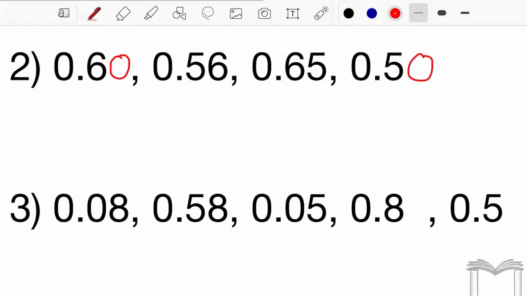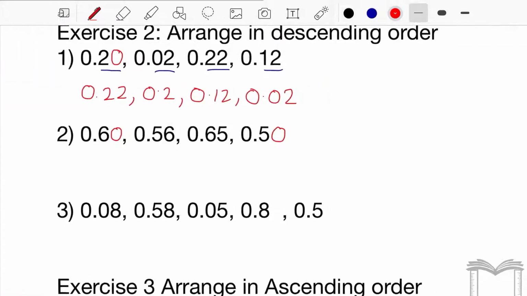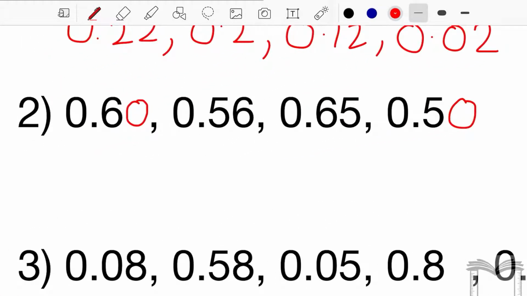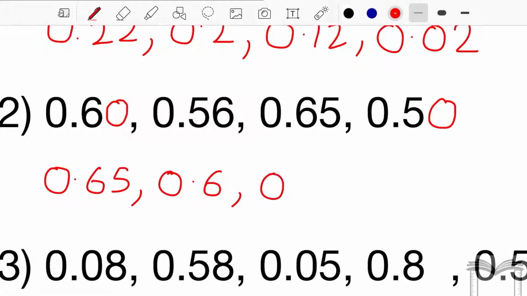So 50 is obviously, so no, we are doing descending order. So we go from the largest. So 65 is clearly the biggest number. So we start with 0.65, followed by 60, which is 0.6, followed by 56, which is 0.56, followed by 50, which is 0.5.